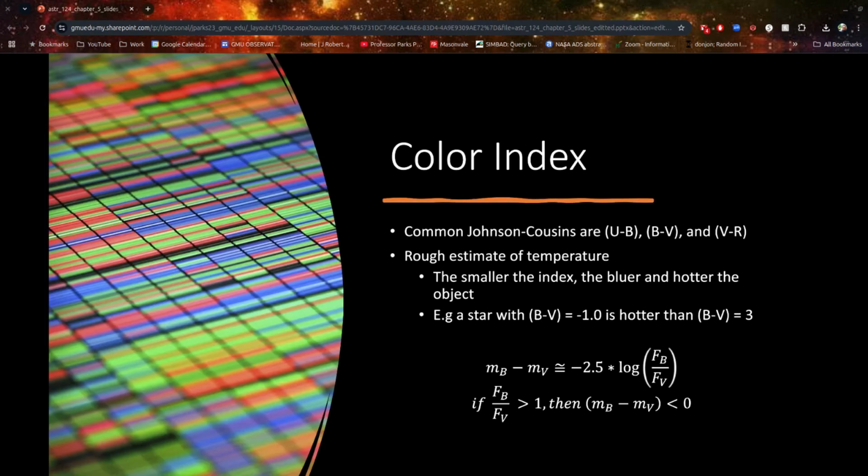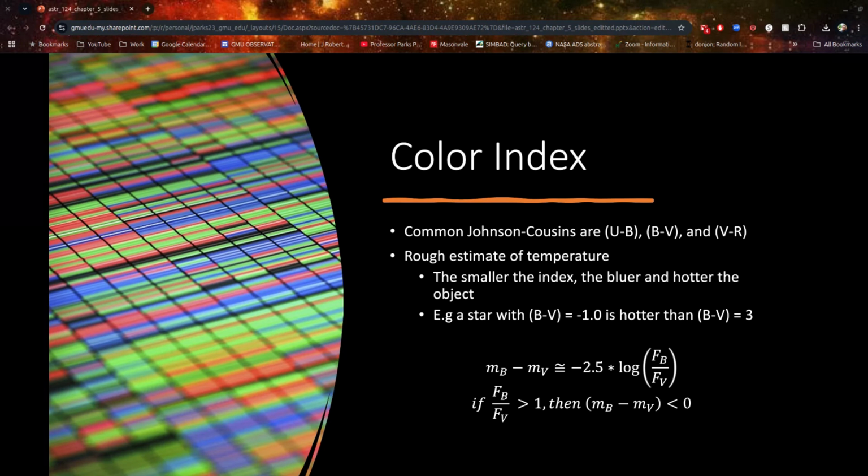Now let's talk about a color index. Common ones for Johnson-Cousins are U minus B, B minus V, V minus R. Again, this is a rough estimate of temperature. What you're doing is comparing the amount of energy, or the flux, that you capture in a blue waveband in comparison to a redder waveband. Never the other way around. So U is bluer than B, B is bluer than V, V is bluer than R.